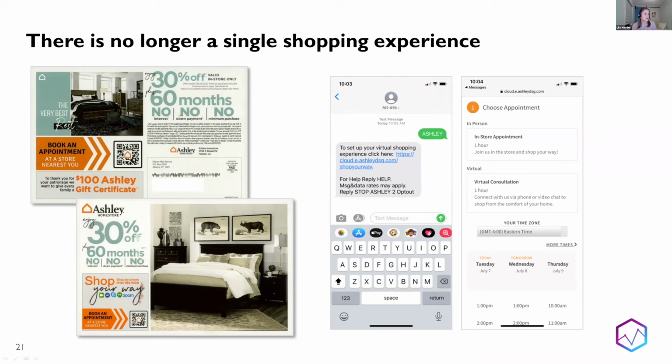So they sent out postcards, and we know that this campaign was successful because they ran it for a long time. We saw a lot of spend behind this postcard. So again, we can make that assumption that this was proving to be a good strategy for Ashley Furniture. What I really like about this is, one, they have a QR code, so you can see that on the top, where you can book an appointment at a store nearest you.